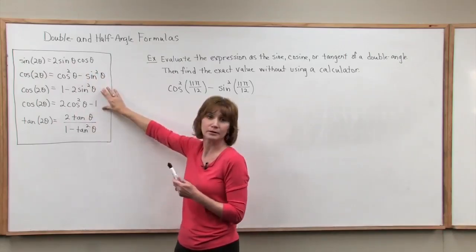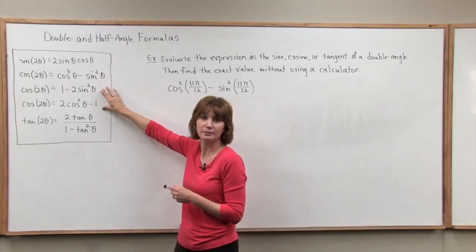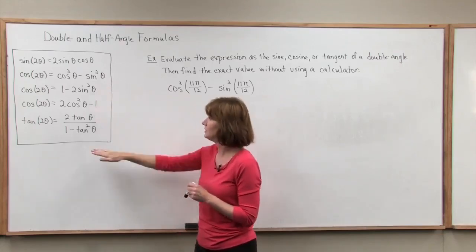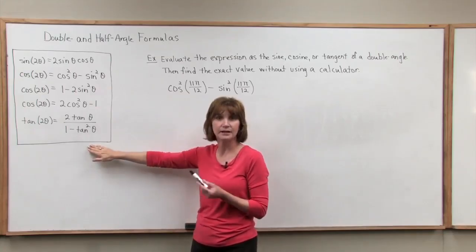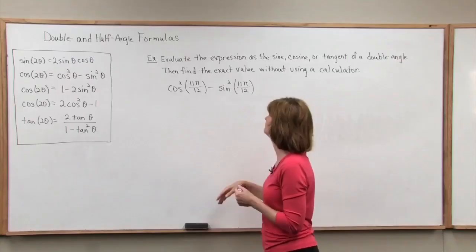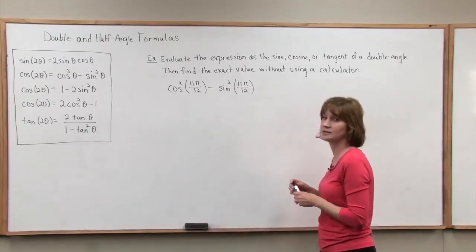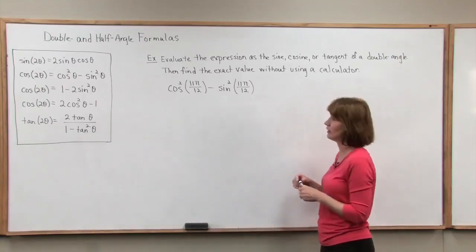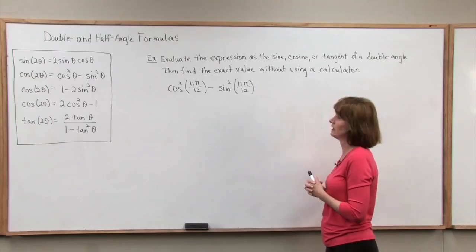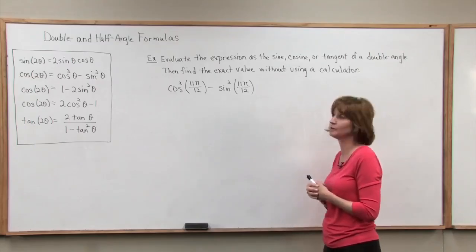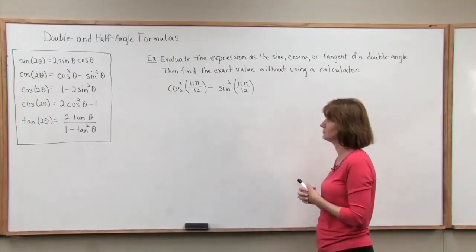These two in particular are obtained by using the Pythagorean identity. So you need to be familiar with these identities. Let's look at an example where we use one. Here we want to evaluate the expression as the sine, cosine, or tangent of a double angle. That's our first step. Then we want to find the exact value without using a calculator.